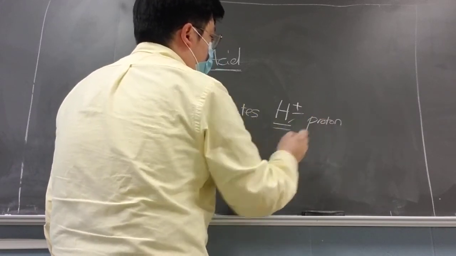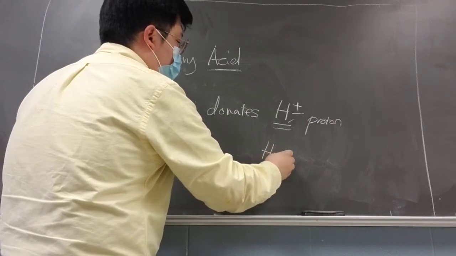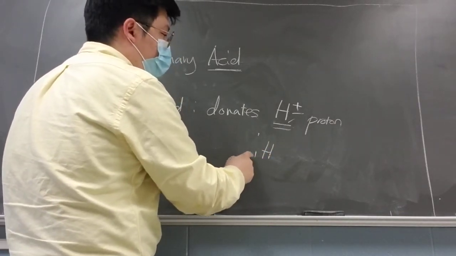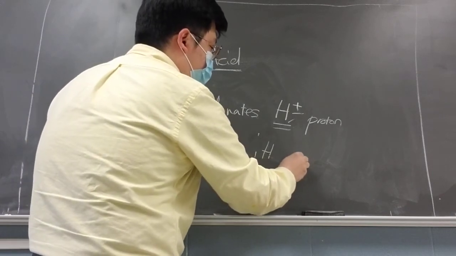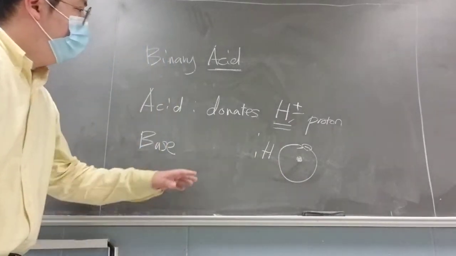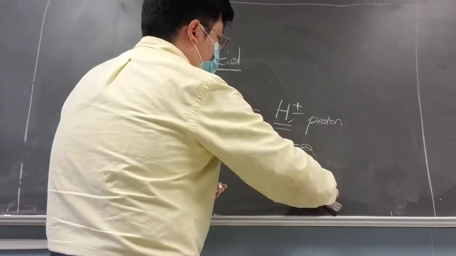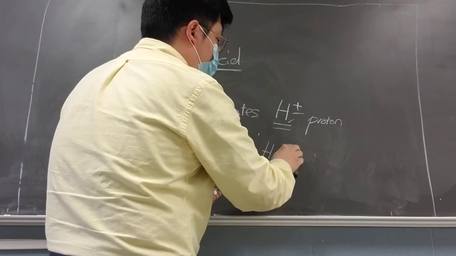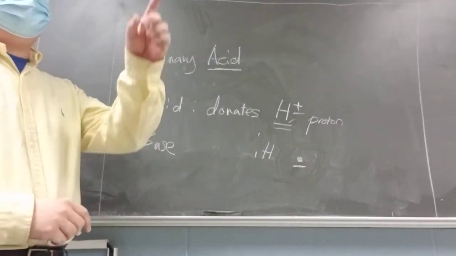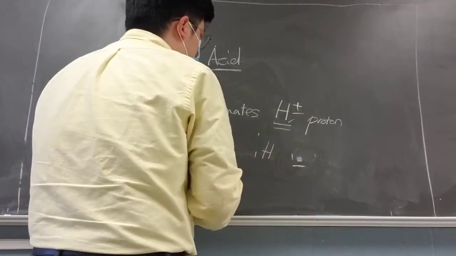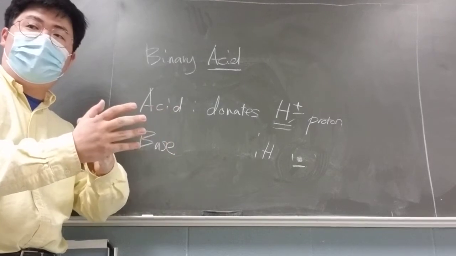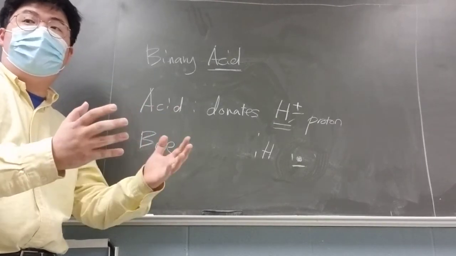Because hydrogen has atomic number 1, meaning it has only one proton. So it is simply one proton at the center with one electron moving around. But if you remove the electron from the hydrogen, it's the same as one proton, because it's so small. So you can say the acid is the one that donates the hydrogen cation, or donates the proton, meaning the same thing.